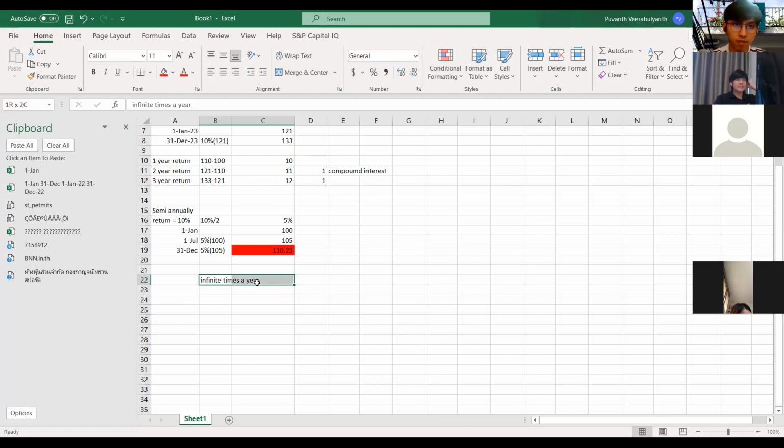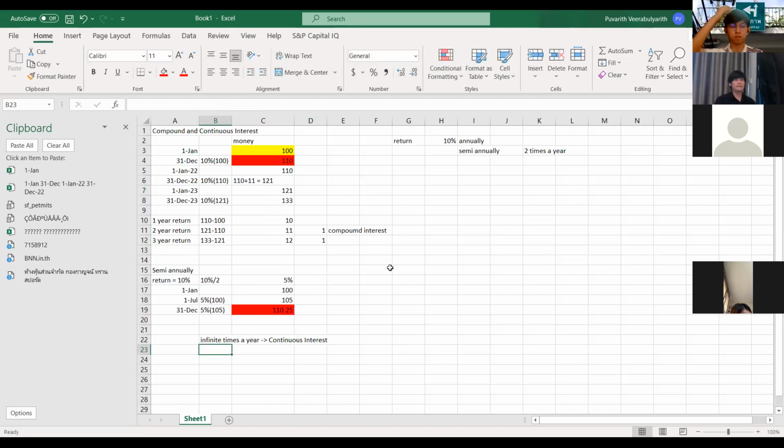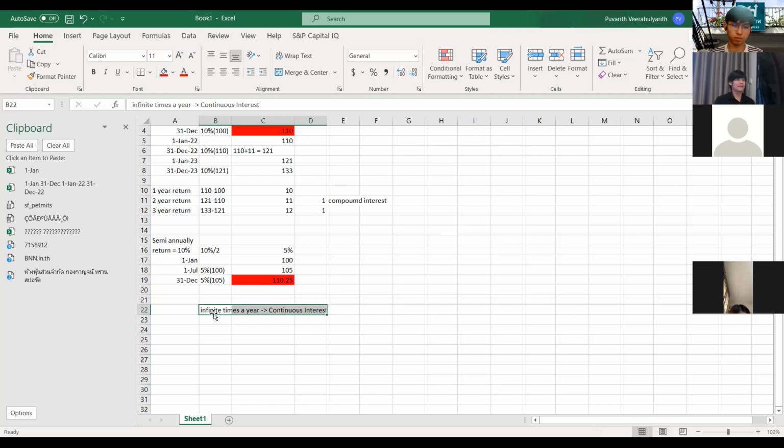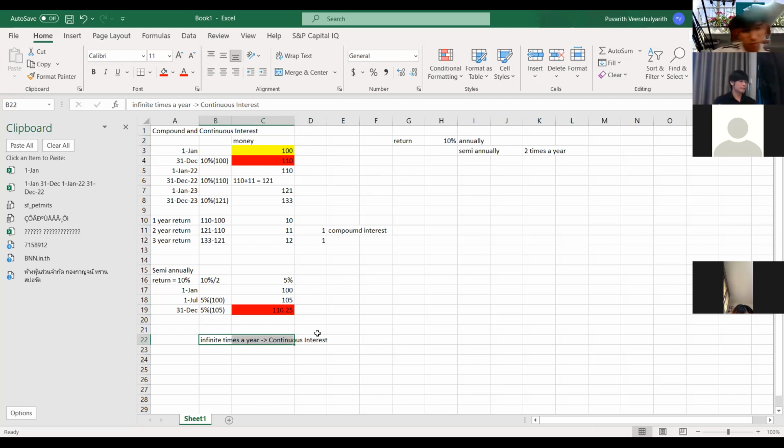And this infinite times a year is the concept of continuous interest. It's different from the compound interest. The compound interest is when you know how many times they will give you, but the continuous interest happens when it is infinite times. You don't know how many times. So this is the core concept of the compound and continuous interest.